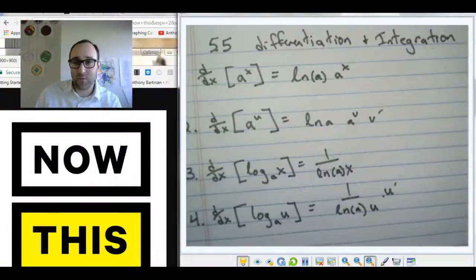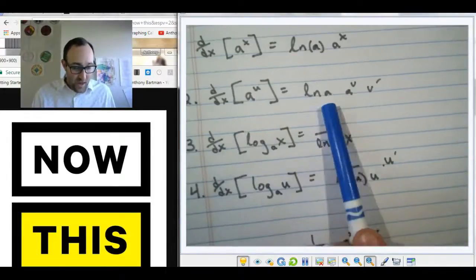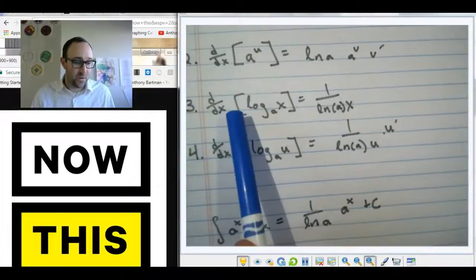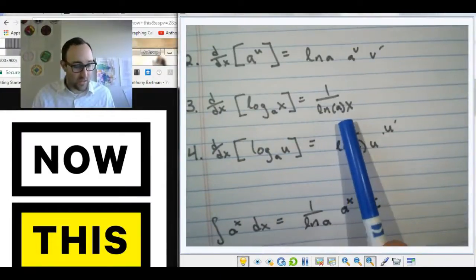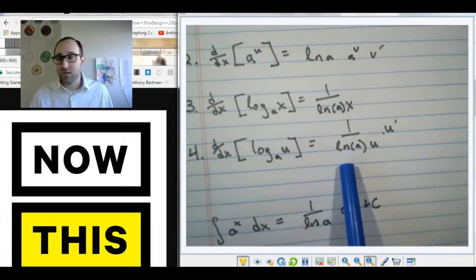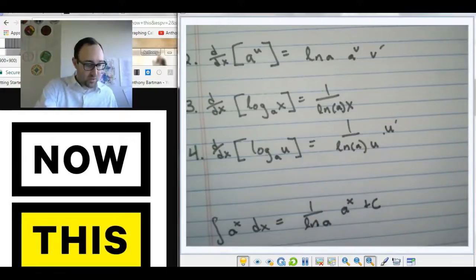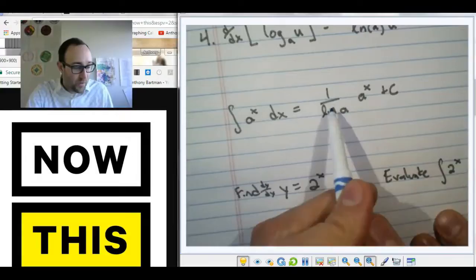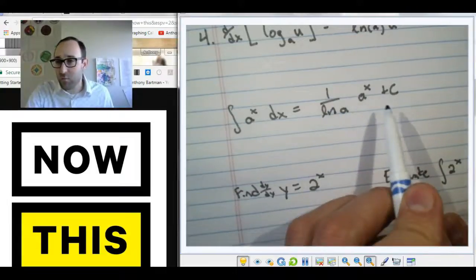Here's a quick reminder of all of the formulas for exponentials when x is in the exponent. The derivative of a to the x is natural log of a times a to the x. Derivative of a to the u is the natural log of a times a to the u times u prime. Derivative of log base a of x is 1 over the natural log of a times x. And the last one, log base a of u, is u prime over natural log of a times u. Also, the integral of a to the x dx is 1 over the natural log of a times a to the x plus c.